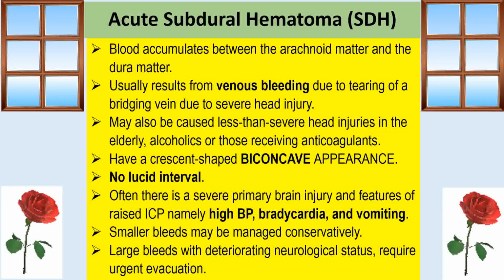A stretching and tearing of the bridging veins occurs due to acceleration-deceleration of the head, because the brain shifts in relation to the dura, which is firmly adherent to the skull. The acute subdural hematoma results through two broadly distinct mechanisms. It occurs not only in patients with high energy severe head injury but also in patients with less severe low energy head injuries, particularly those who are elderly or alcoholic or who are receiving anticoagulants.